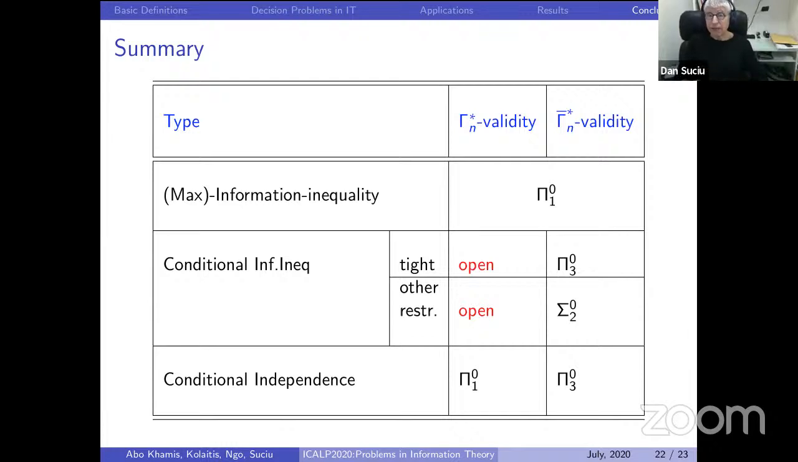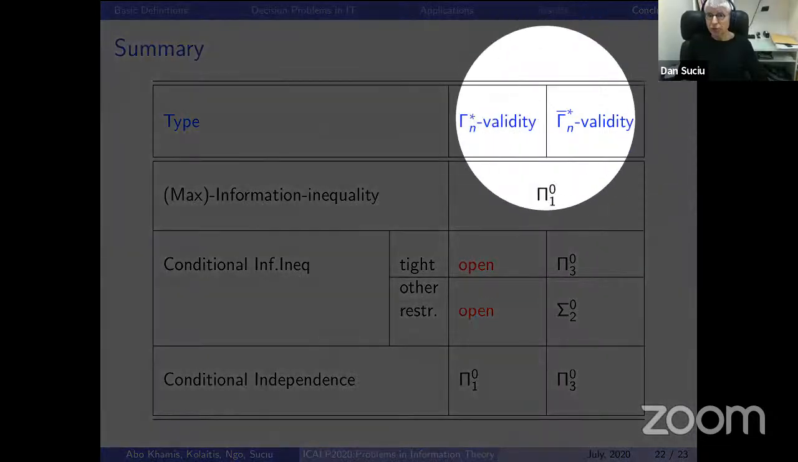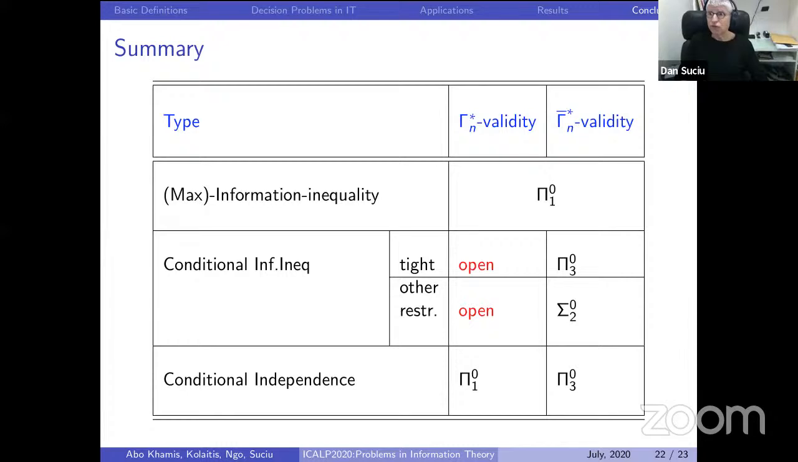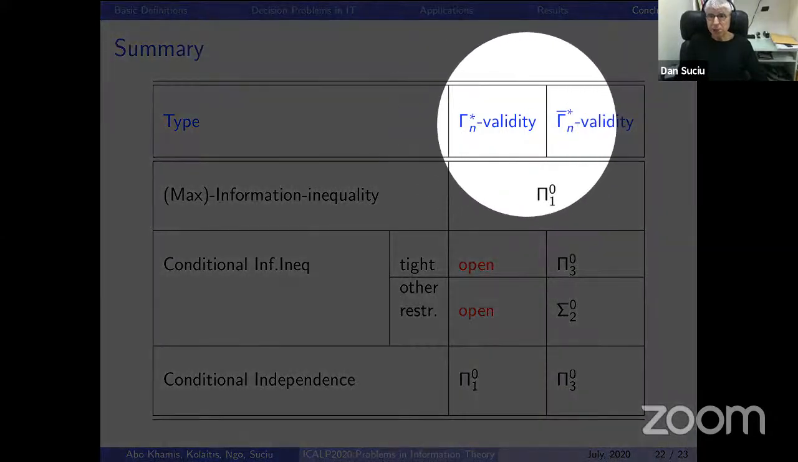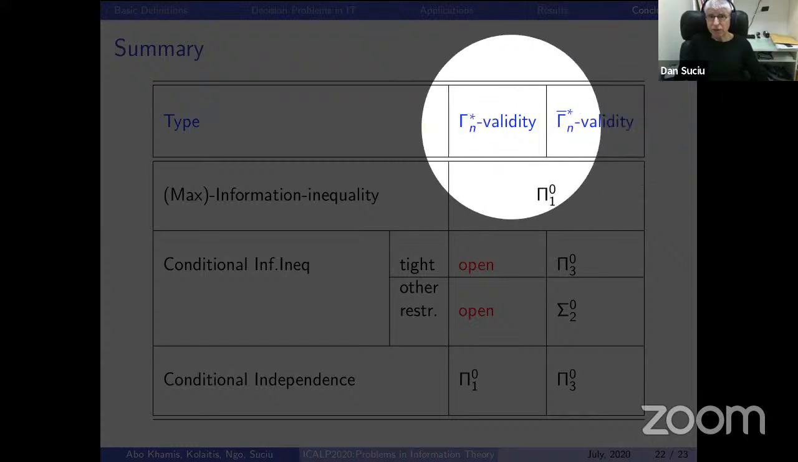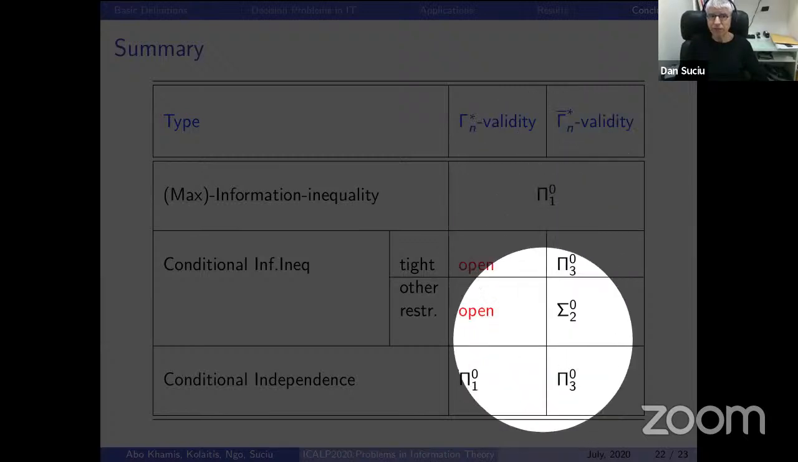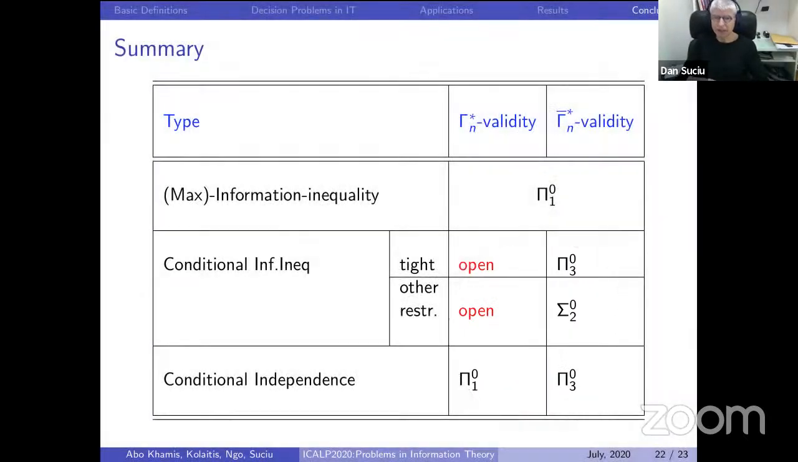So what people are doing is they're taking the topological closure of this set, which also turns out to be convex. And there is a distinction of what you can say about these two kinds of validities. This distinction doesn't matter for simple inequalities, but it does matter for the conditional inequalities.